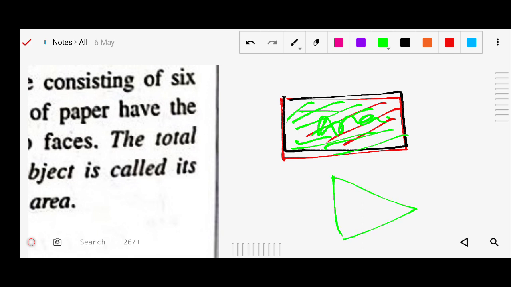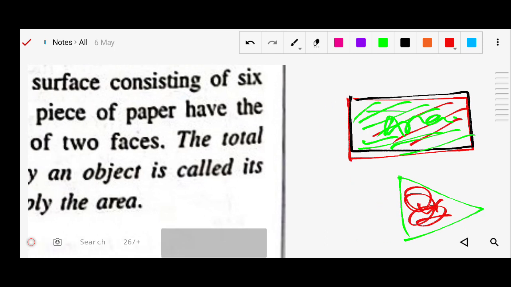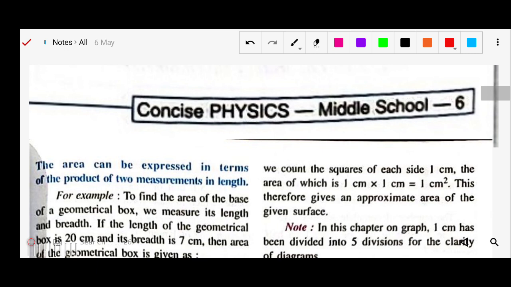Suppose that we have a figure like this. What is the area enclosed? This is the area which is enclosed by this figure. This is the region actually enclosed by this figure, so this is called the area, right? Now we'll see the next part.